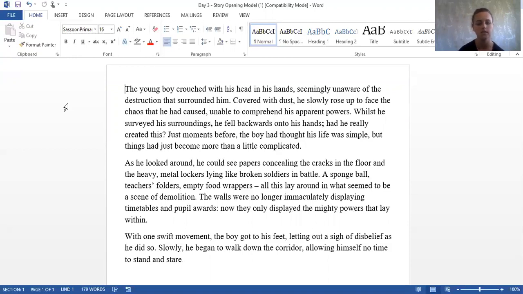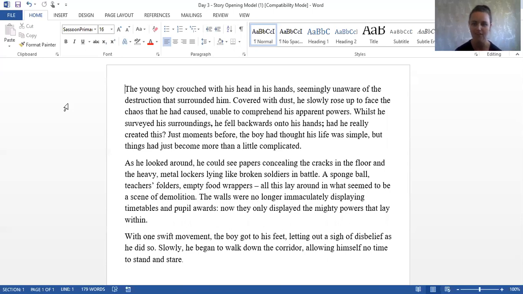A sponge ball, teacher's folders, empty food wrappers, all this lay around in what seemed to be a scene of demolition. The walls were no longer immaculately displaying timetables and pupil awards. Now they only displayed the mighty powers that lay within. With one swift movement, the boy got to his feet, letting out a sigh of disbelief as he did so. Slowly, he began to walk down the corridor, allowing himself no time to stand and stare.